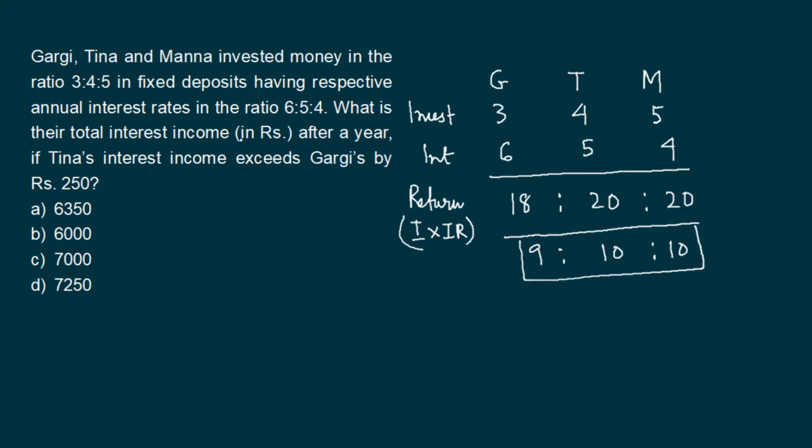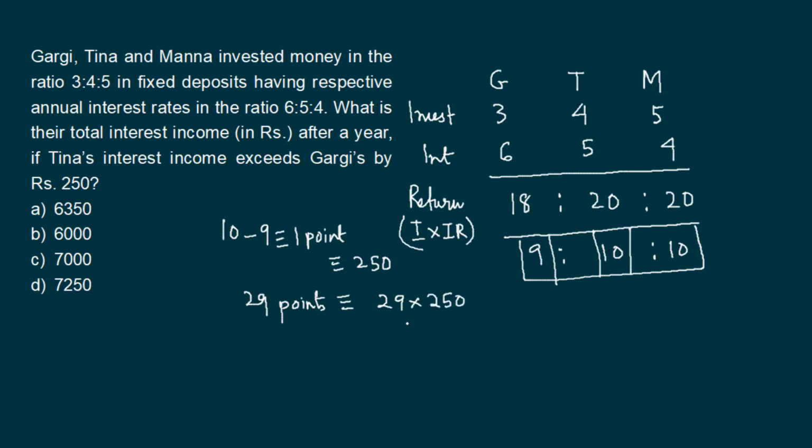What is the total interest income in rupees after a year if Tina's interest income exceeds Gargi's by 250? Tina's income exceeds Gargi's, that means 10 minus 9 equals 1 point ratio difference, which is equal to 250. Then what is the total income of all three? 10 plus 10, 20, plus 9, 29. So if 1 point difference is 250, 29 points will correspond to 29 into 250, that is 7250.